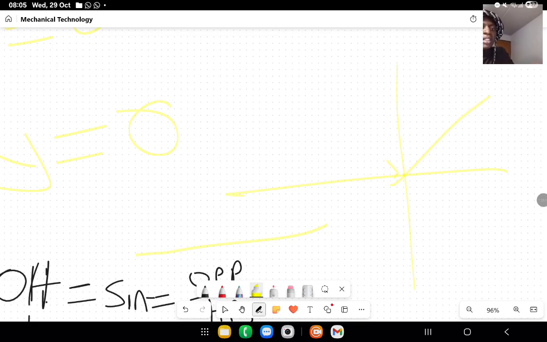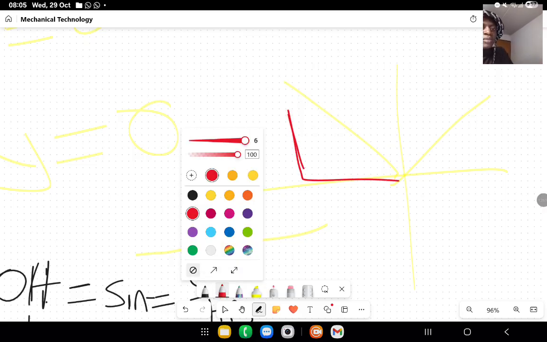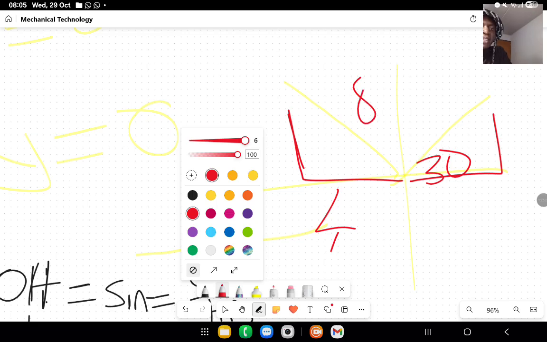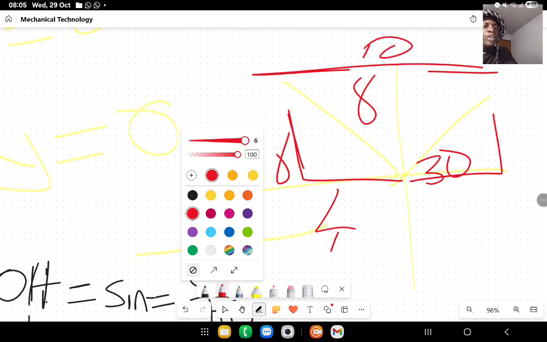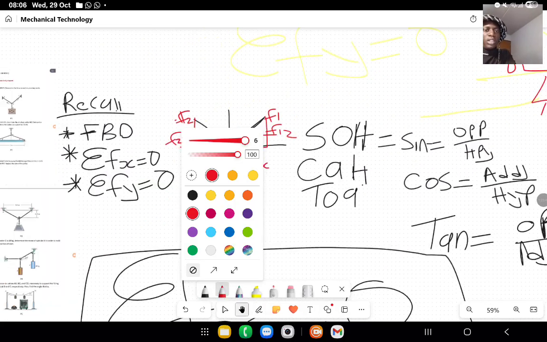If the angle is like this, we have to do the components. If we are given an angle, we know how to use it. If we are given the side, we know how to use it. Sometimes we will be given the distance from here to here, let's say it is 10. Therefore, from here to here is 5, and here is also 5. We need to apply this in order to understand.